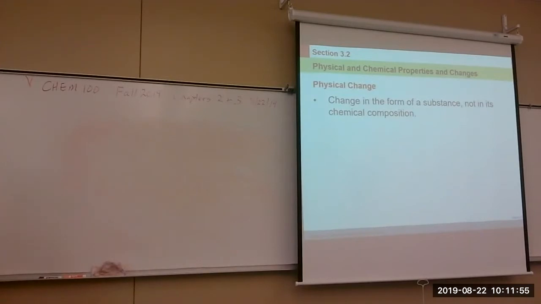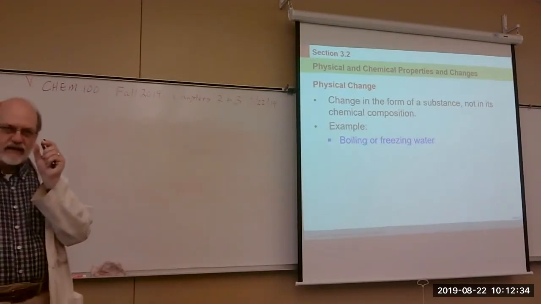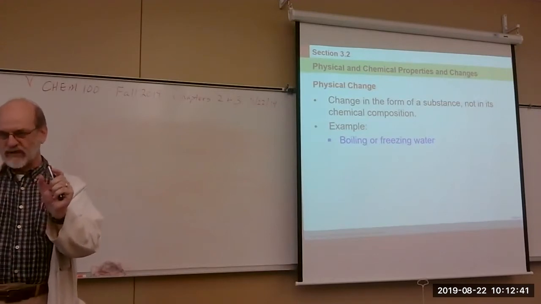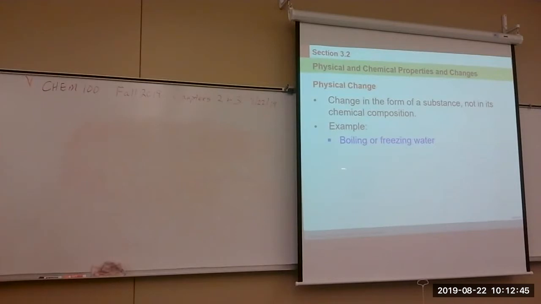Now, those were properties. If we describe the process of the change, it could be described as either a physical change or a chemical change. When we change the form of a substance, but not its chemical composition, we're describing a physical change. If we boil water, it goes from liquid to vapor phase, or from liquid to solid phase. That requires that you understand that there's something here and it becomes something else. Not just what is it now, but what does it become?